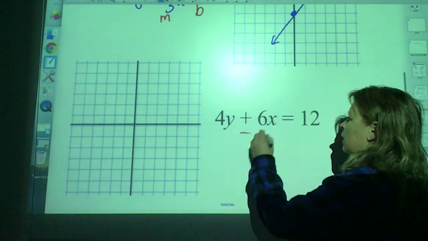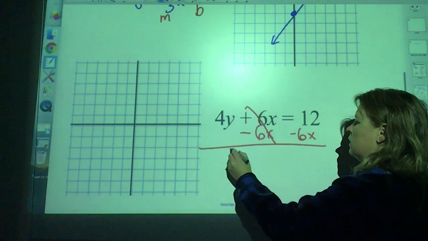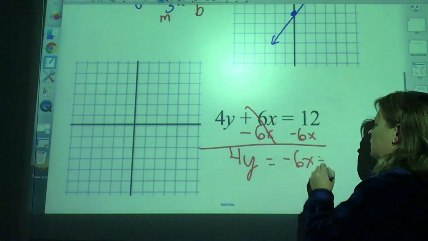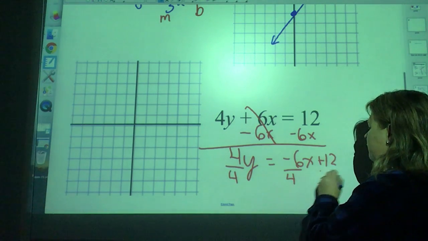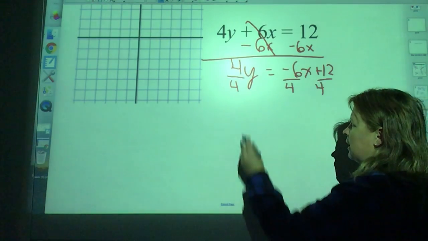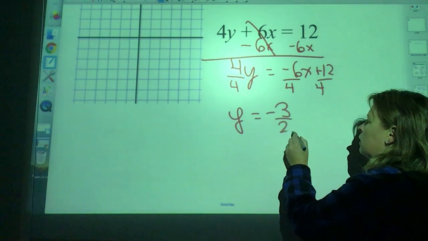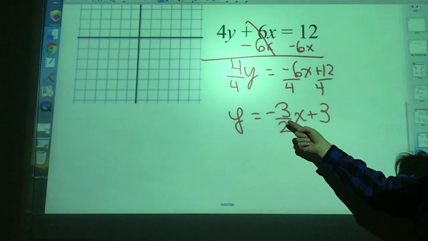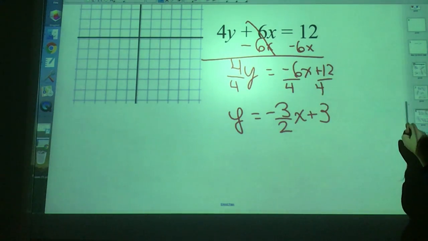Okay, you're back. Hopefully you gave it a shot on your own, not just watching me do it. 4y equals negative 6x plus 12. And when I divided by 4 all 3 times, I got y equals negative 3 over 2x plus 3. Where did I get that from? Because I reduced negative 6/4. 12 divided by 4 is 3.